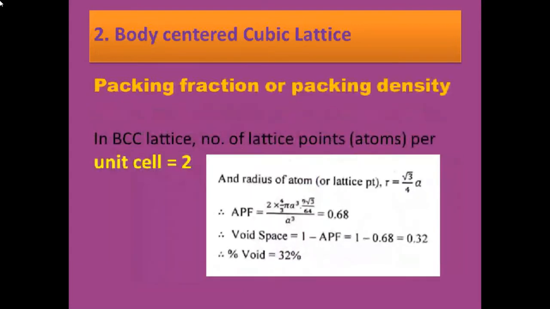So either way they can ask, in a number of ways they can ask the MCQ based on the slide. And now we are going to see the packing fraction of body centered cubic lattice, another name for which is the packing density. In BCC lattice, the number of lattice points or atoms per unit cell is equal to 2, and the radius is given by r is equal to root 3 by 4 times a. When we substitute, we arrive at APF is equal to 0.68, that is 68%, whereas the void space is equal to 1 minus APF, which is 1 minus 0.68, which will give you 0.32, which means the percentage void is 32%.